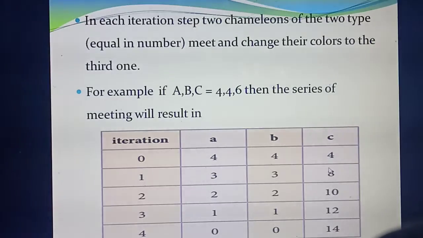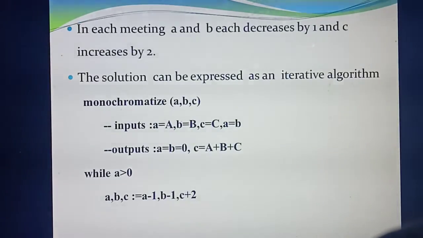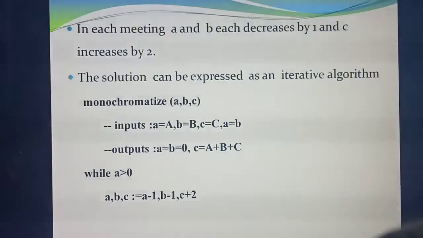Understood this problem? So the same thing you are going to write in an algorithm. Listen, you are only using the words they are giving. In each meeting, A and B decrease by 1. So each meeting the value of A and B will be decreasing by 1. At the same time the value of C is increased by 2.